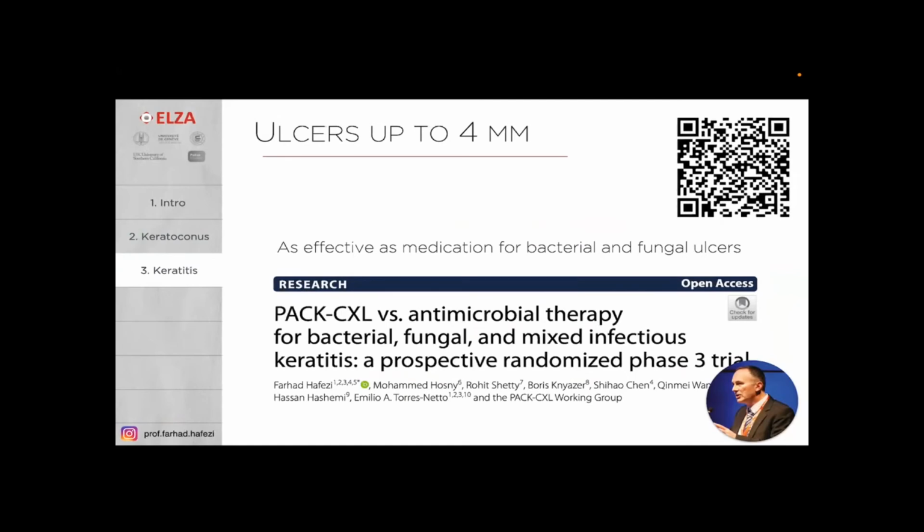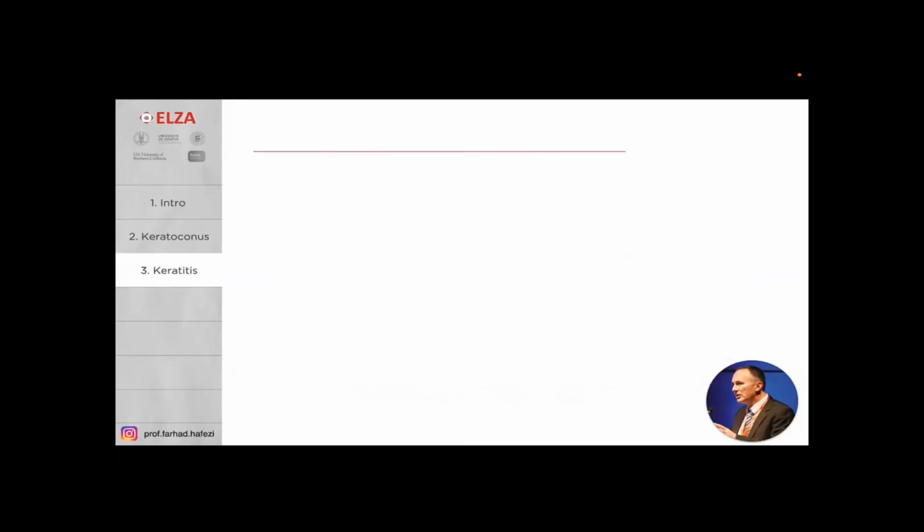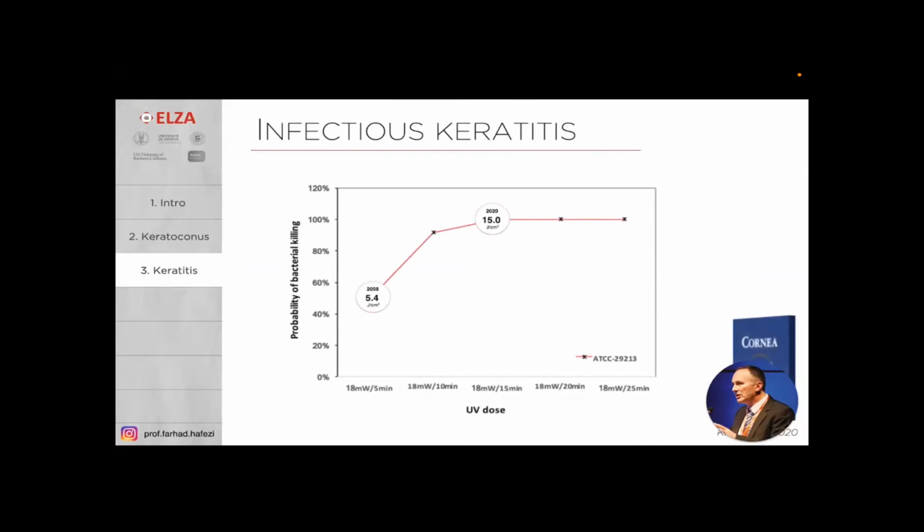Again, you can download the open access article here. The future will bring even higher total energies. This trial was performed at 7.2 joule, and we published laboratory data showing that if you go above 7.2 joule, from 7.2 to 10 joule and even to 15 joule, then you hit 100% efficacy, for example, for bacterial killing. And also a much higher efficacy for fungal killing.